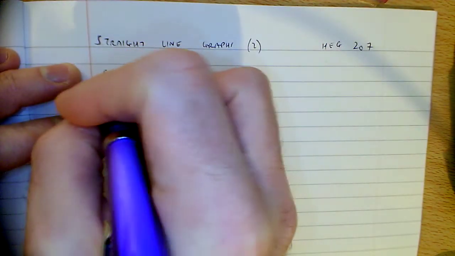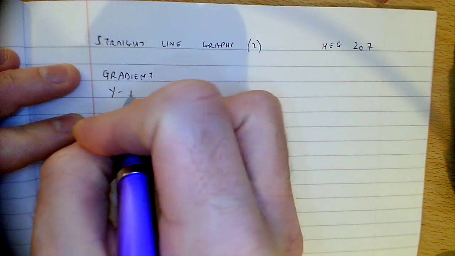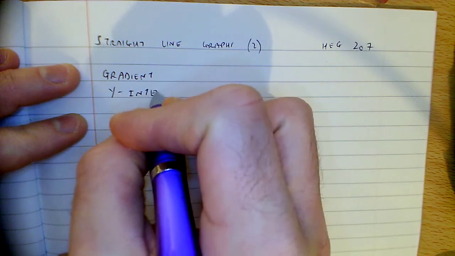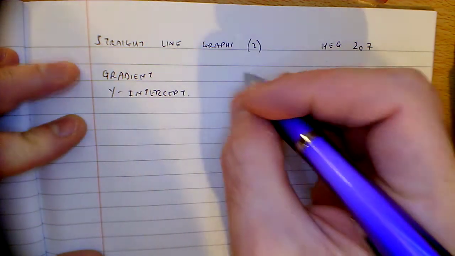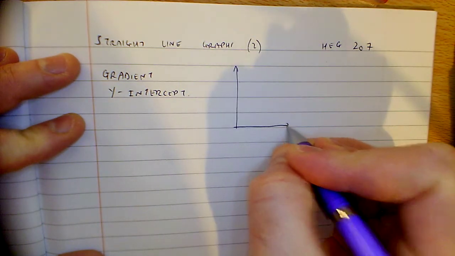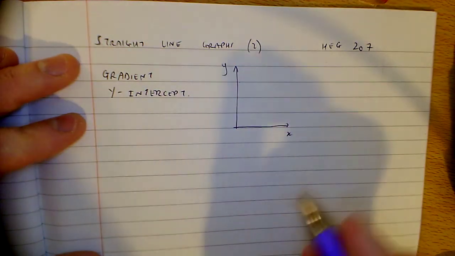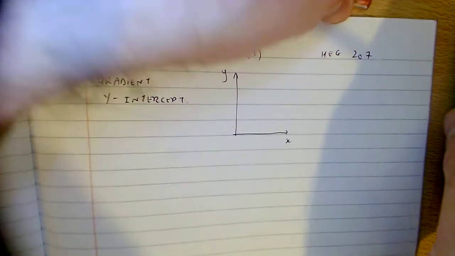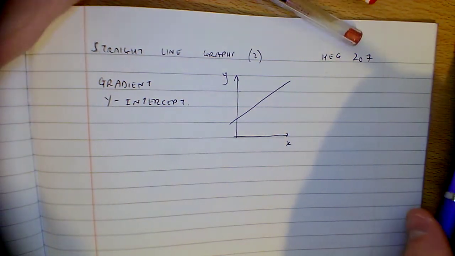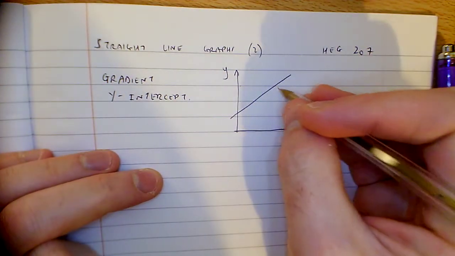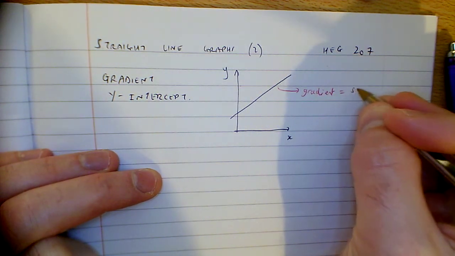Pretty simple today, all it is gradient and y-intercept. Now these two things you need to know about. So what these are, if we have a graph with an x and y axis, y is always going up and x is always going across, and you have a straight line, like say for instance this line here, then the gradient is the steepness of the line. That's your steepness.